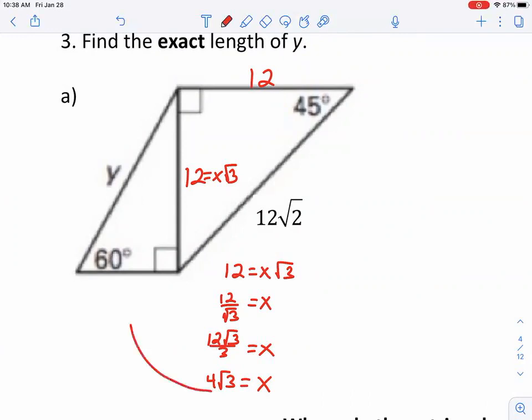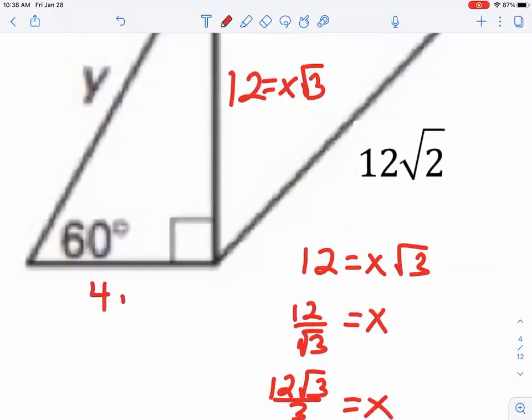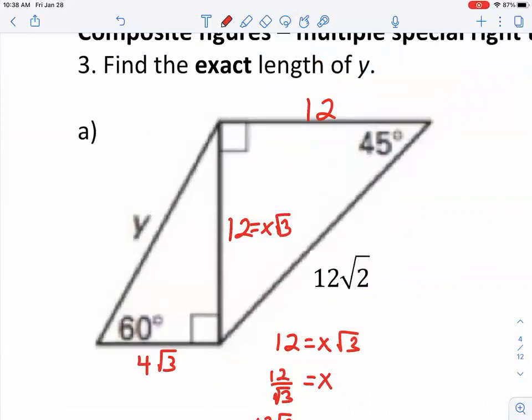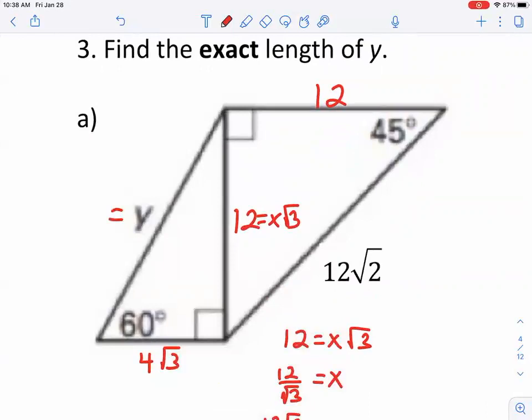So 4 root 3 is going to be the short leg of that 30, 60, 90 triangle. And then the hypotenuse is twice that size. So our final answer is that y is equal to 8 root 3.